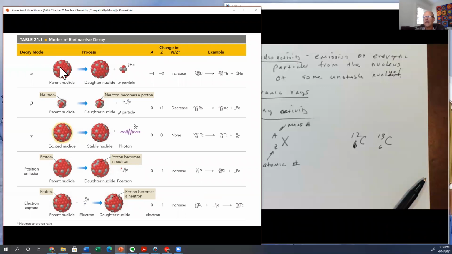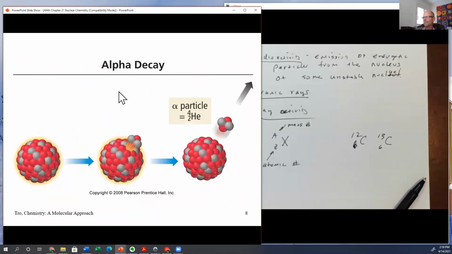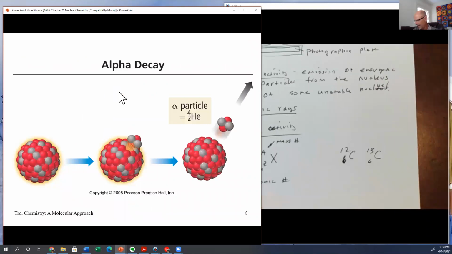So these are the different kinds of nuclear decay, and we'll go through each of these. I think we might not have enough time today to finish all of this, but I think we can. Alpha decay, beta decay, gamma decay, positron emission, and electron capture. Those are the 5 modes of radioactivity. But let's just take them one at a time. Okay, so let's start with alpha decay.